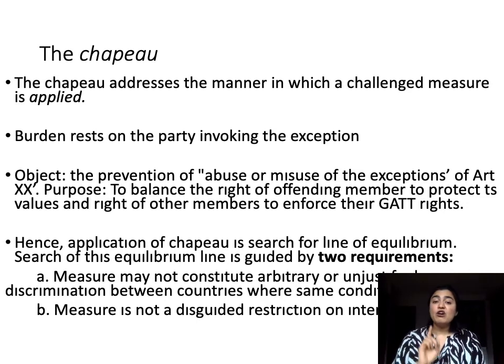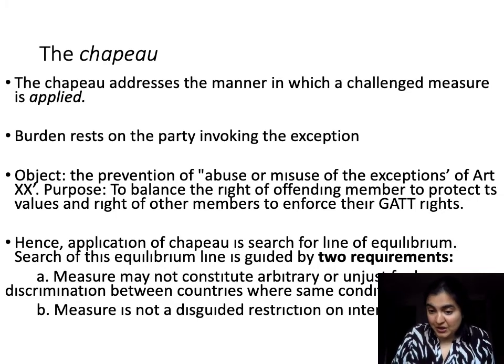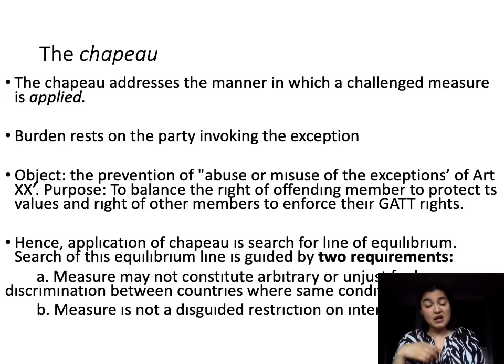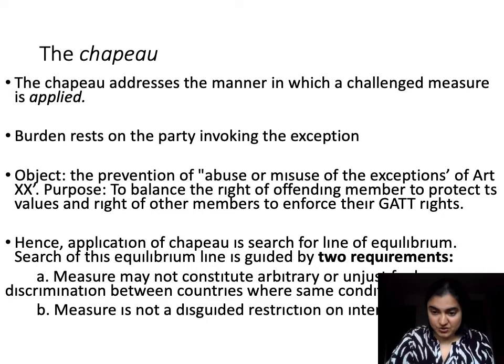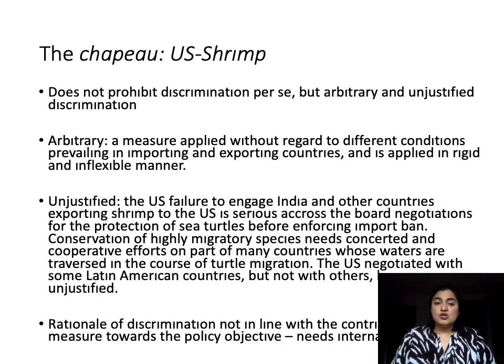However, the burden of proving the chapeau rests on the party which is responding to the action, which is invoking Article 20. They have to prove that the application of the measure does not constitute arbitrary or unjustifiable discrimination between similar countries, or a disguised restriction on international trade. So what happens in the US shrimp case?